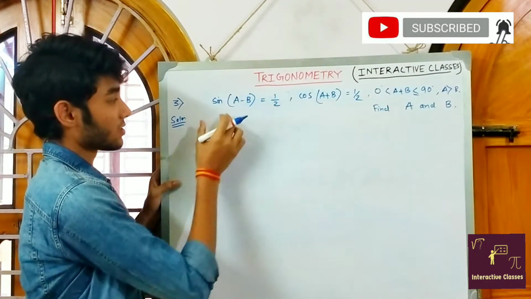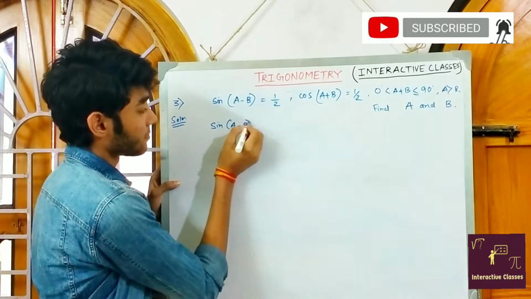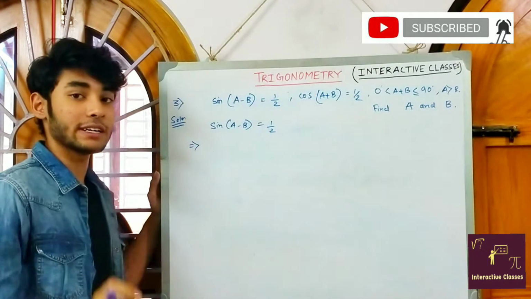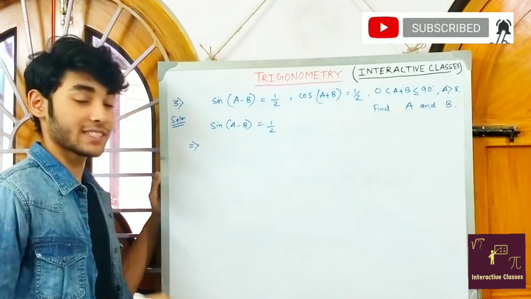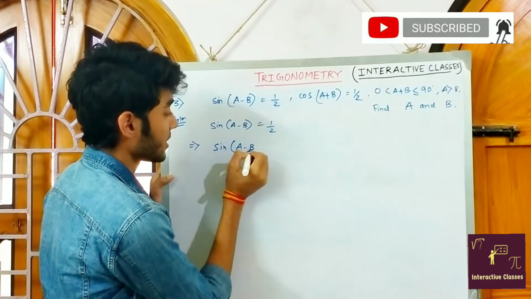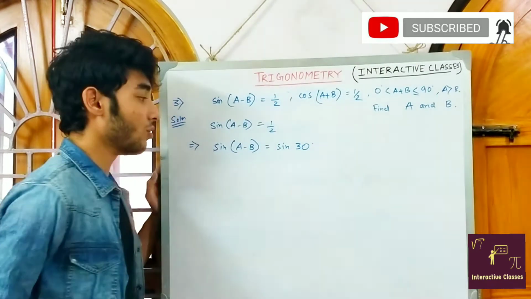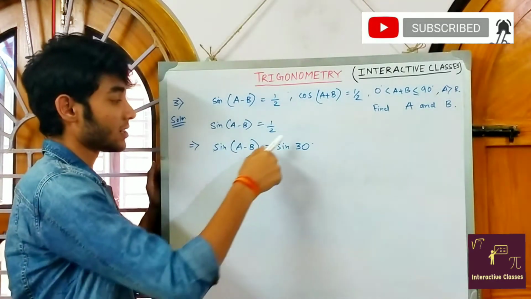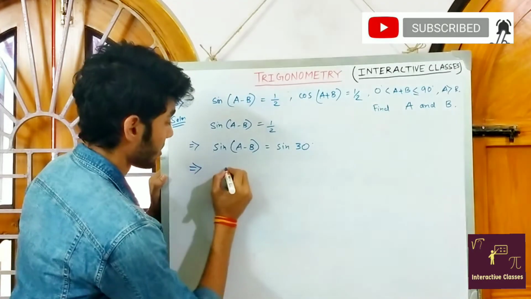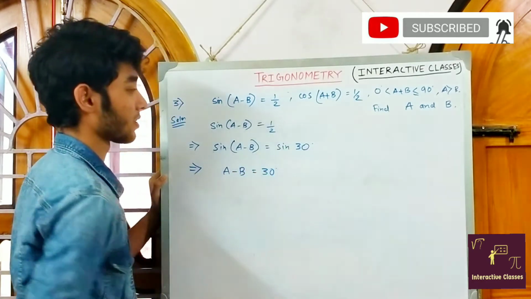So at first let us do this part. Sin a minus b equals to half. Now we know the value of half in terms of sin is sin 30 is half. So we can write sin a minus b equals to sin 30. Now remember, we cannot cut sin from both sides, but we can eliminate it and write it as a minus b equals to 30 degree.